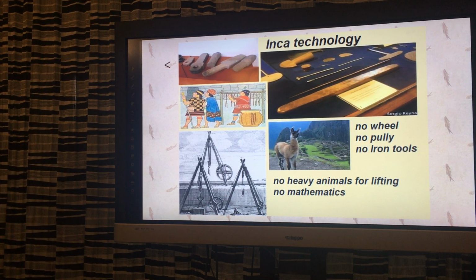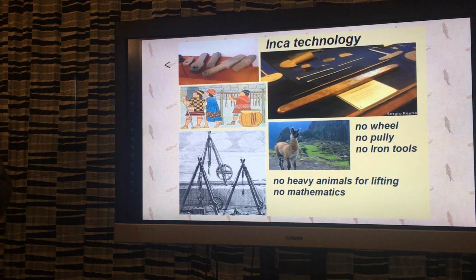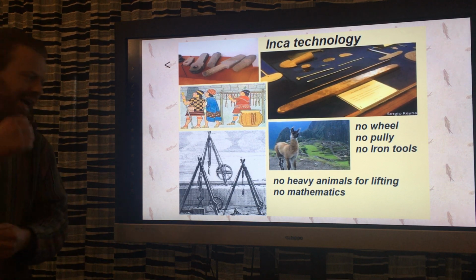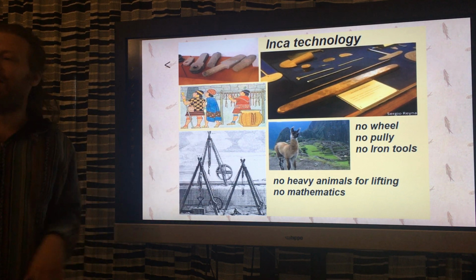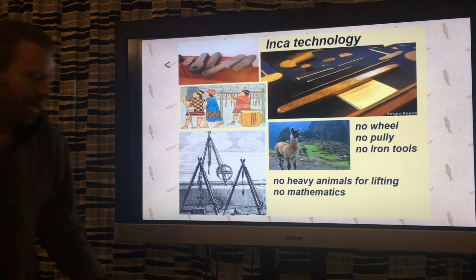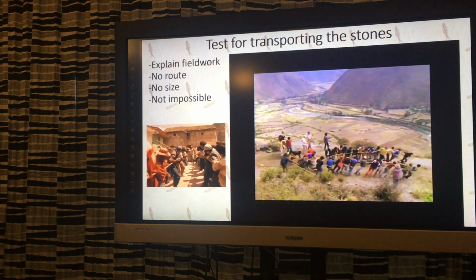What was their technology? They had no wheel. They had no pulleys, where lifting becomes twice as light with one pulley. And they didn't have this crane system like the Romans had, this tripod crane system for lifting stuff. They had no iron tools. They were in the Bronze Age, and they had no heavy animals for lifting. No mathematics. I don't think that's very important actually. So, anyways, the test for transporting the stones was filmed. I'll show the little film.